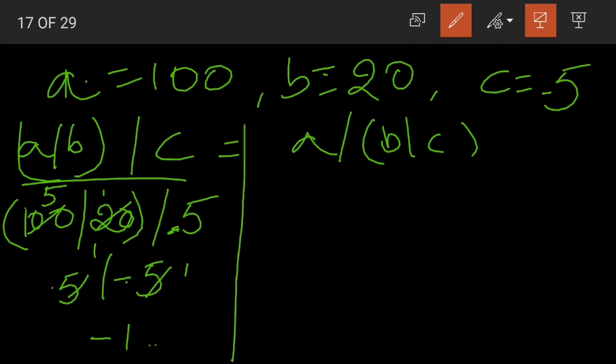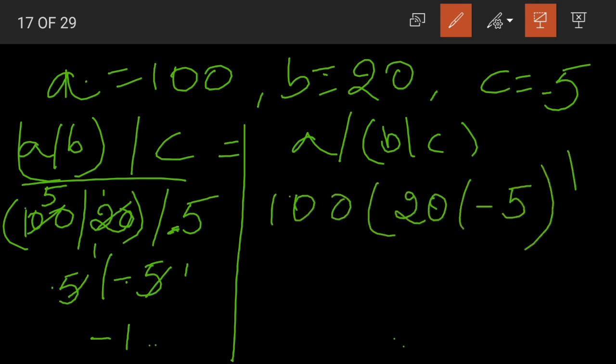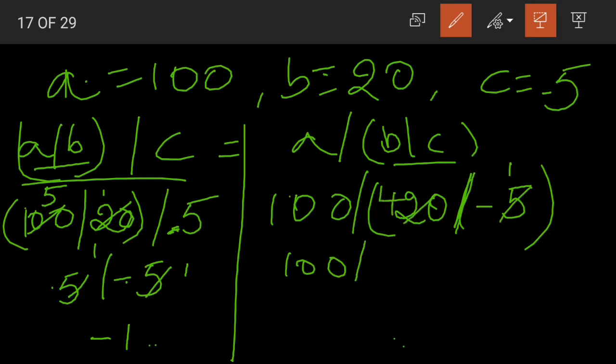This is our LHS, minus 1. Coming to the RHS, 100 divided by (20 divided by minus 5). I am changing the association first. In the LHS case, we divided A by B first, but in RHS, we will divide B by C first. 20 divided by 5: 5 fours are 20, so 4 will be our answer, and coming to the sign, one is positive and the other is negative, so the result will have a negative sign.